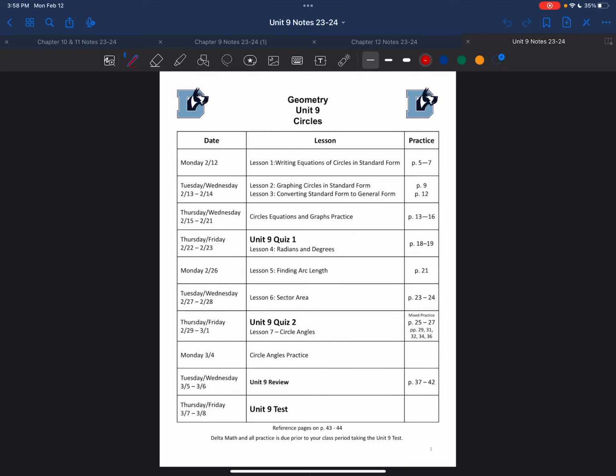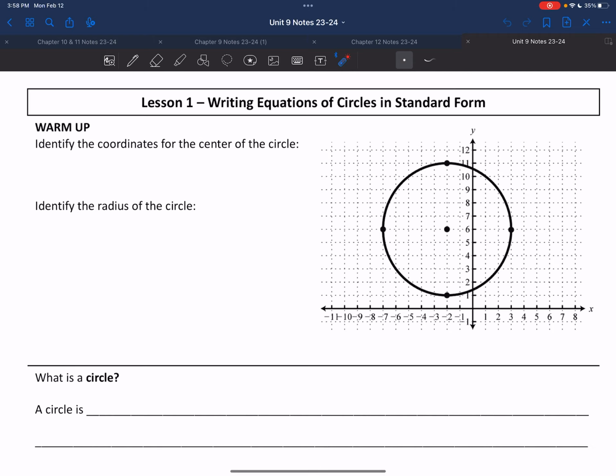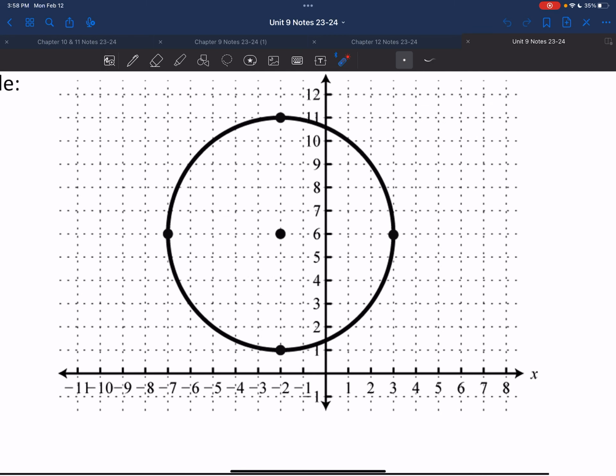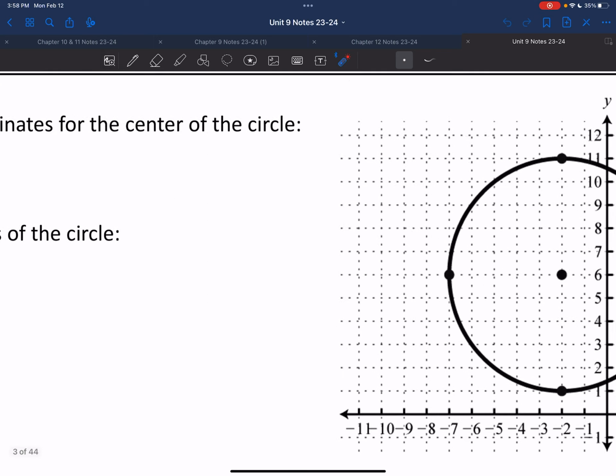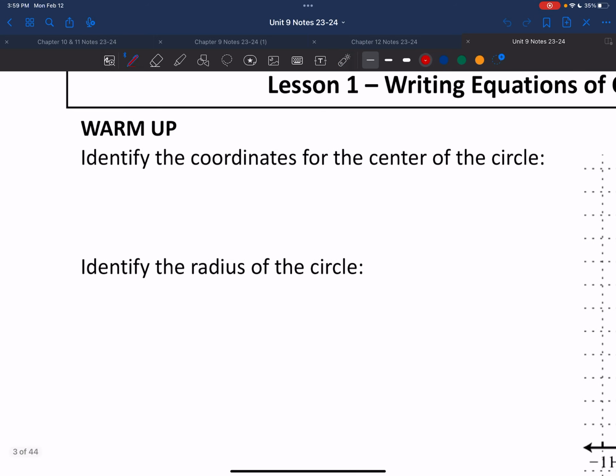All right, guys, so in this video, we're going to be talking about lesson 1, which is writing equations of circles in standard form. So first thing is, it says, warm up, identify the coordinates for the center of the circle, identify the radius of the circle. So if I come over here, the coordinates of this circle center are -2 and 6. So I'm going to have -2, 6, and then identify the radius.